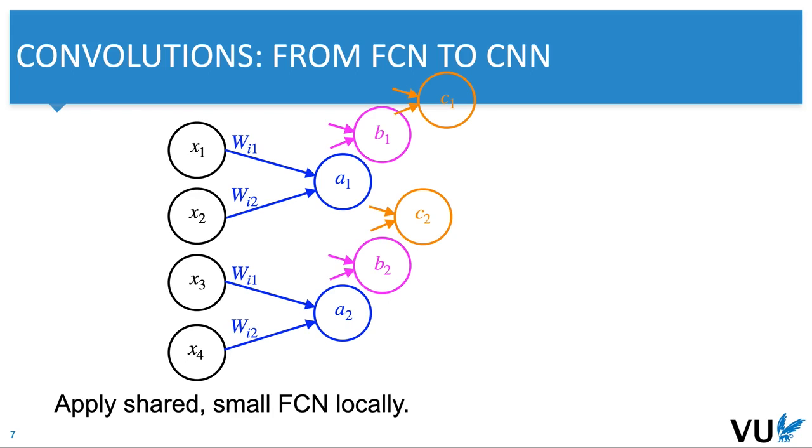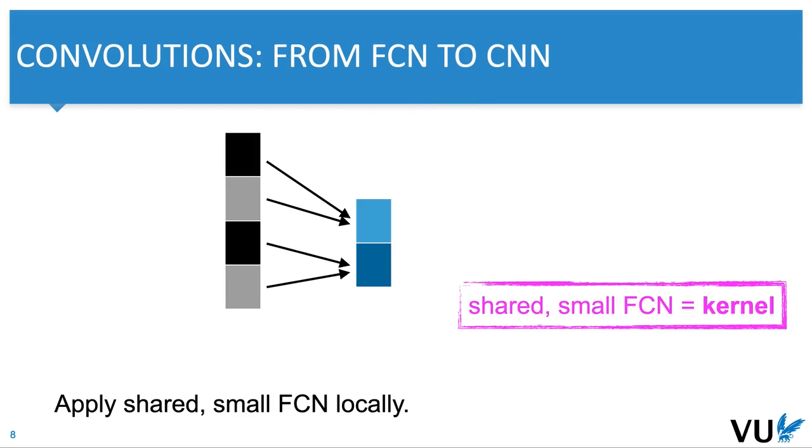In other words, we can call it, and it is called, a kernel. This small shared fully connected network is called a kernel. And this is the idea of convolutional neural networks: use these small networks locally.